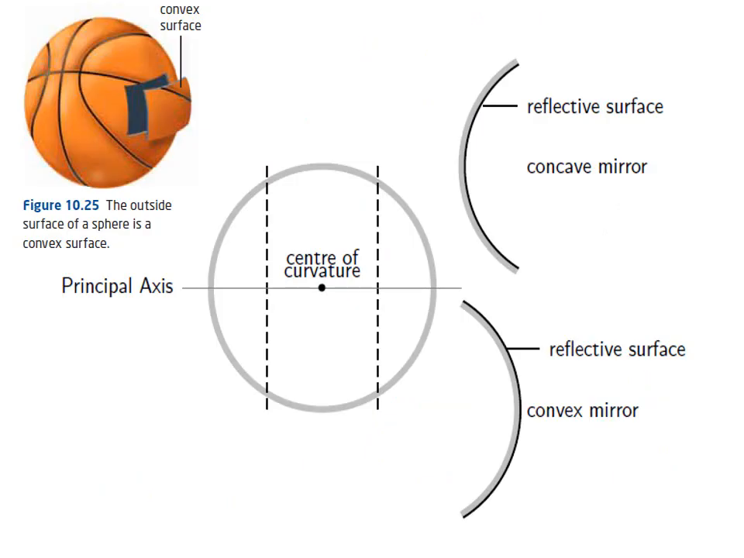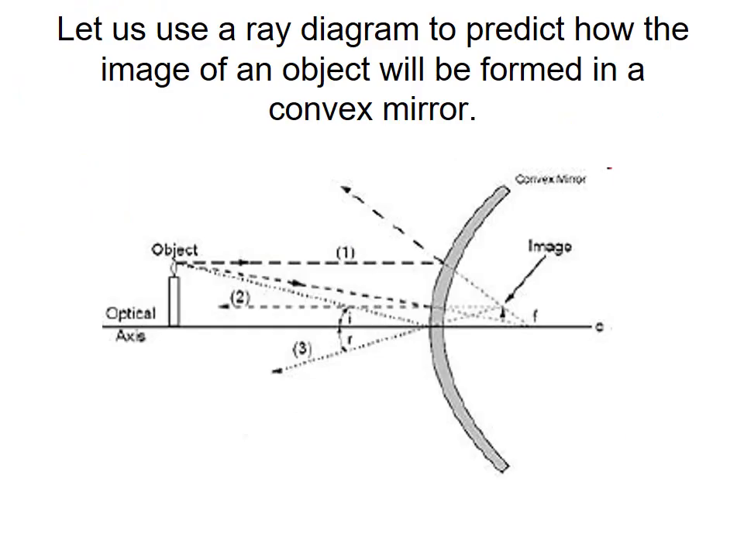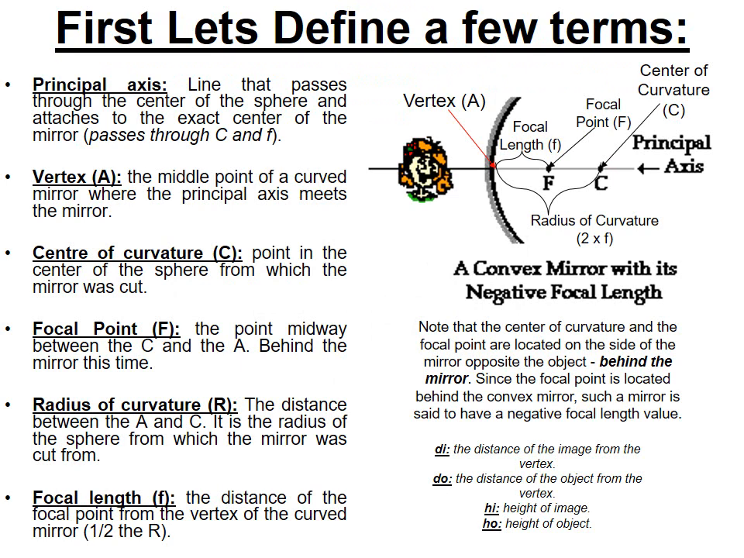The terms that we learned, principal axis, center of curvature, focal length, focal point, radius of curvature, all still apply, but this time we're going to be facing the side of the mirror that curves outwards. So the outward part is silvered instead. We're going to use ray diagrams to predict where an image will form. Again, same terms apply. This is the part of the mirror you'd be looking into.